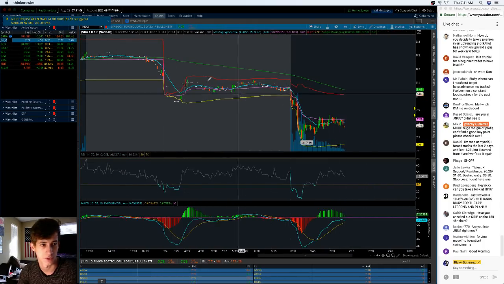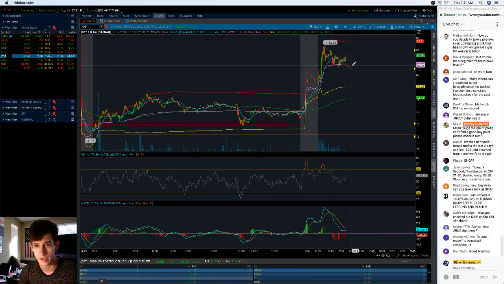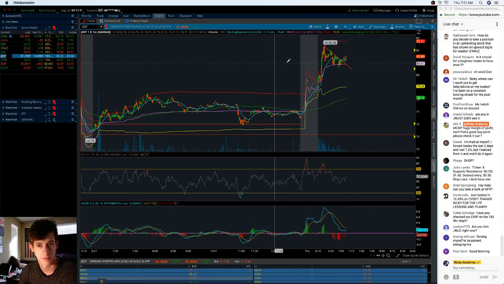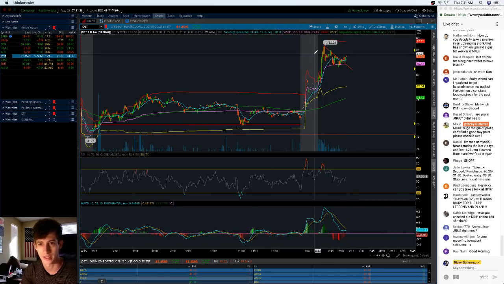Here could be the potential. So right now we got a push up. I'm going to wait for a pullback and then exit my JNUG position as it continues to try to recover. So we're getting a potential buy signal on JDST. I just don't want to be on the wrong side of the ETF.